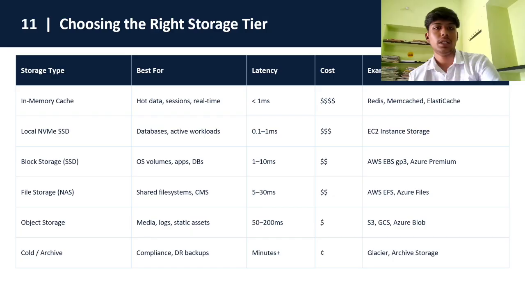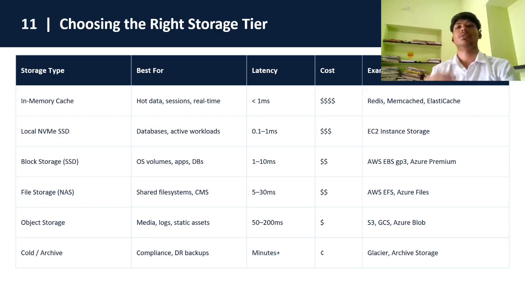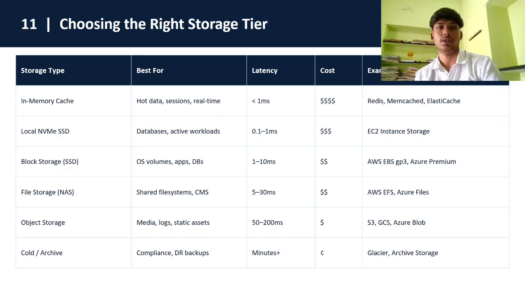The biggest mistake teams make is putting everything onto one storage type: an active database in the object store, which is terrible, or old logs on NVMe SSD, which is very wasteful. Match the storage to the access pattern, so it will be very fast and cost efficient.